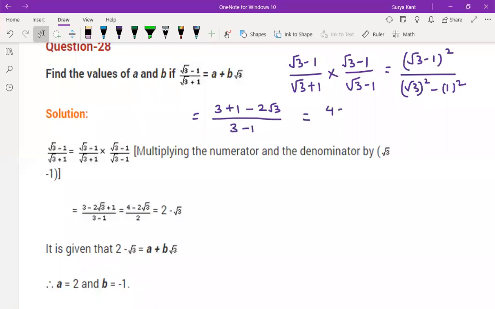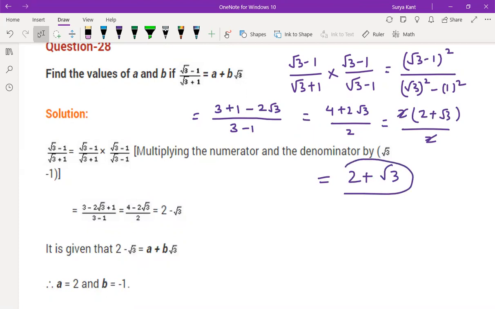So we get here 4 minus 2 root 3 divided by 2. From the numerator you can take 2 common. So it will come 2 minus root 3 divided by 2. So 2 will get cancelled, and we are getting the answer as 2 minus root 3.